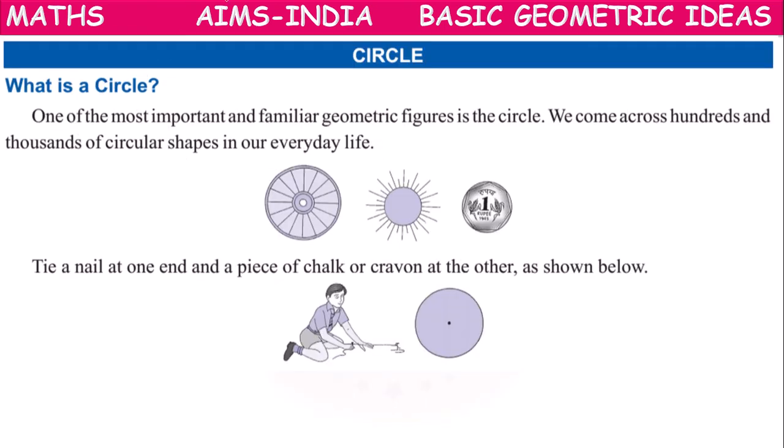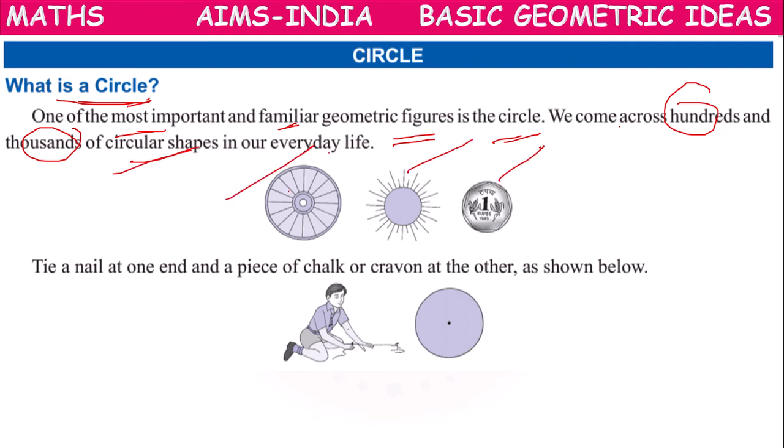Next we have the circle. So what is a circle? Our next concept is the circle. One of the most important and familiar geometrical figures is the circle. We come across thousands of circular shapes in our daily life, like a wheel, the sun, a 1 rupee coin. We come across so many circular shapes in our daily life.